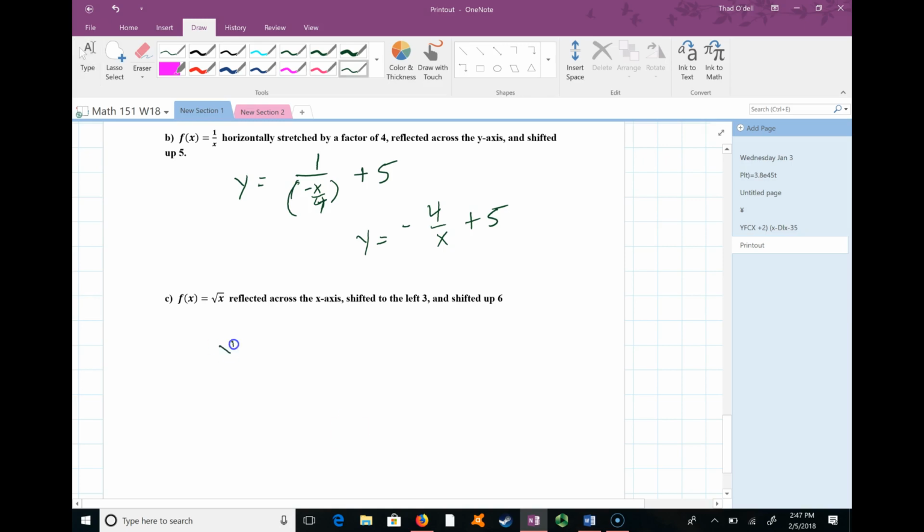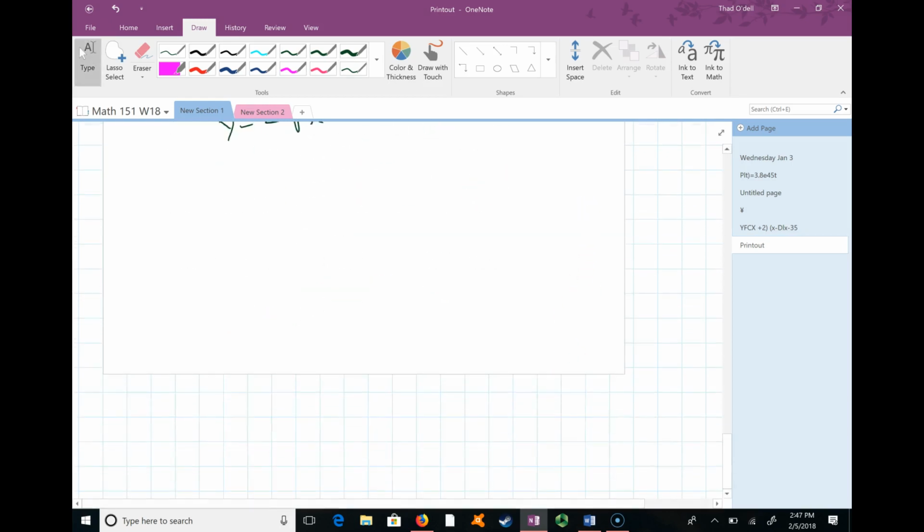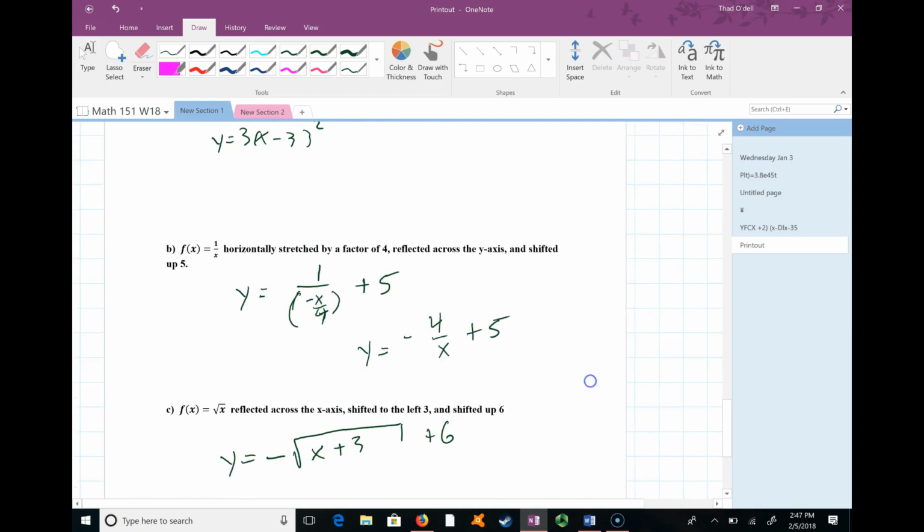Finally, we have a square root. So that'd be y equals, and it looks like it reflected across the x-axis. So that'd be a negative on the outside. Shifted to the left 3 and shifted up 6. So I'm going to go ahead and put my square root. Shift to the left 3, that'd be x plus 3. Close the barn door. And shift it up 6, so that'd be a plus 6 on the outside, because it's shifting up, which means affecting the y, so it'd be on the outside. And that is the take-home quiz.